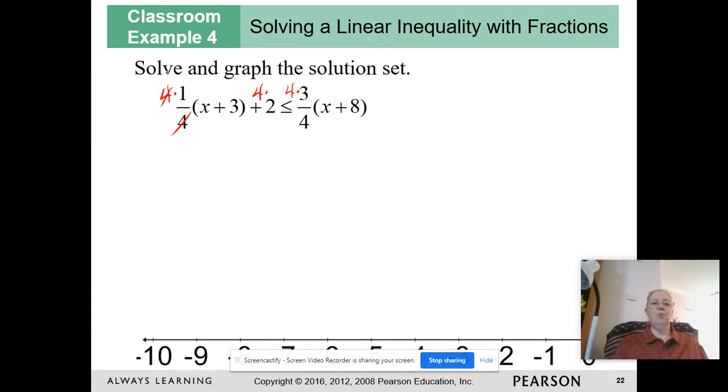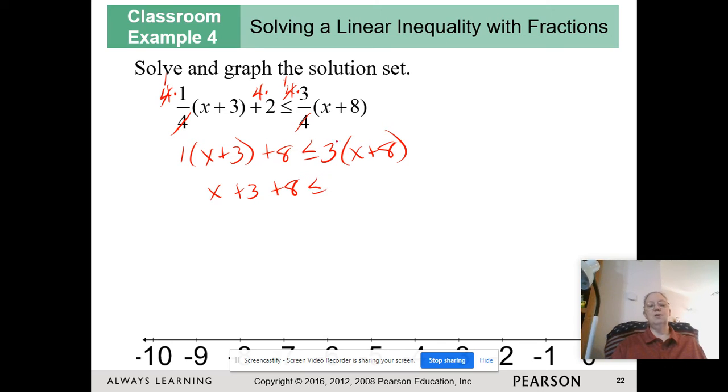4 goes into 4 once. 1 times 1 is 1. Wait to distribute. 4 times 2. 4 goes into 4 once. 1 times 3. Wait to distribute. Okay. Once you've eliminated the fractions, then distribute. Okay, so wait until this step to distribute. Now we're going to distribute x plus 3, multiply my 3. Don't forget to multiply the 3 times the 8.